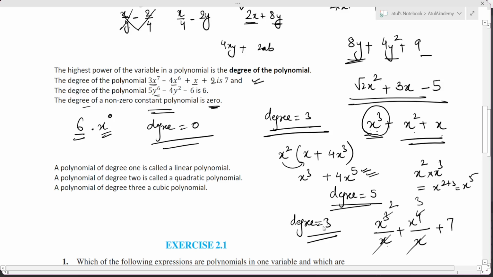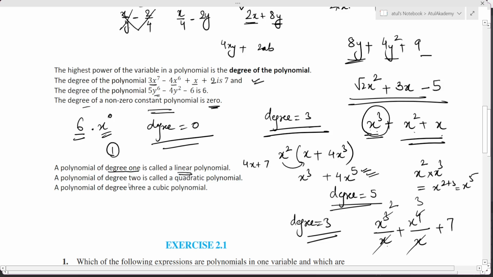Now, students, let's move to another topic, which is called different types of polynomials based on the degree. Till now we did different types of polynomials based on the number of terms. Now it is based on the degree they have. So a polynomial whose degree is 1 is called a linear polynomial. Example, 4x + 7, here the degree is 1.